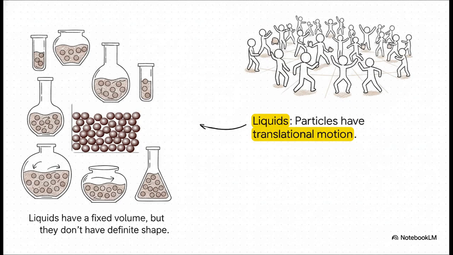Now let's contrast that with a liquid. If a solid is a seated audience, a liquid is basically a crowded dance floor. Notice how the spaces between the molecules are still pretty negligible. They're very close together, but they've broken free from that super rigid structure. The molecules now have translational motion, which means they can slide and groove past one another. Because of this, liquids keep a fixed volume, but they definitely don't have a definite shape. They just adapt to the shape of whatever container you pour them into.